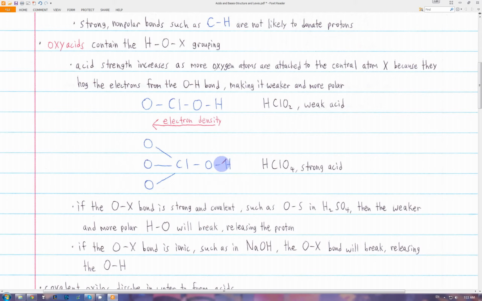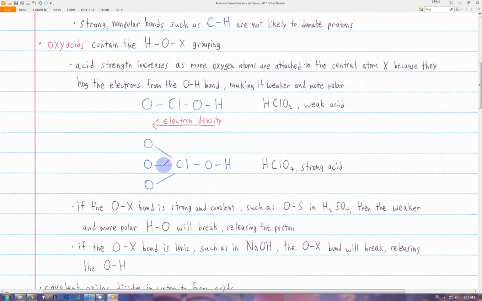which is why perchloric acid and chloric acid, since they have so many oxygens over here, it makes this bond weaker and those will become strong acids. Whereas in chlorous acid and hypochlorous acid, there are not enough oxygens to draw away the electrons from this bond, and those are weak acids.